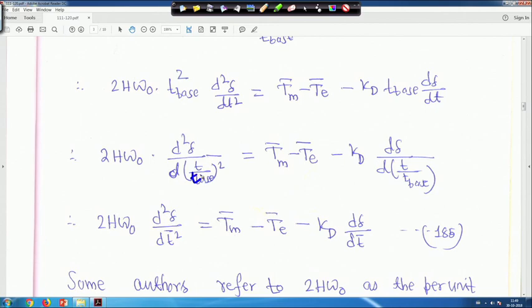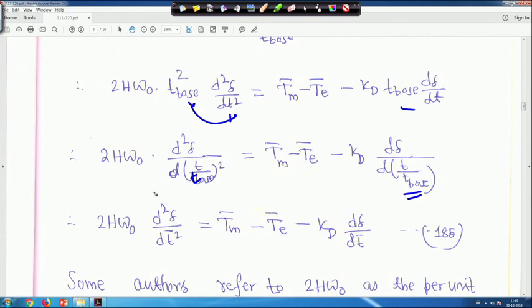So, d square delta upon d of t by t base square, because this one has been taken here, that is by this thing, that t by t base. And similarly, here also it is minus k d d delta d upon t base, this has been written like this. Therefore, t by t base is nothing but t bar, the time in per unit. Therefore, we can write 2h omega 0 d square delta d t bar square is equal to t m bar minus t b bar minus k d d delta upon d t bar.